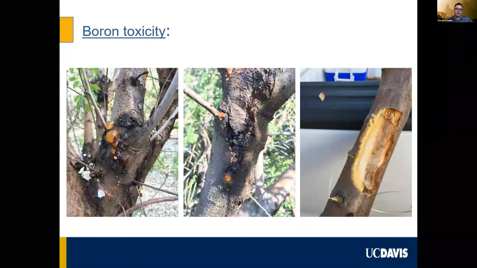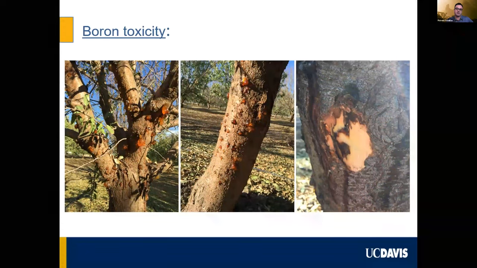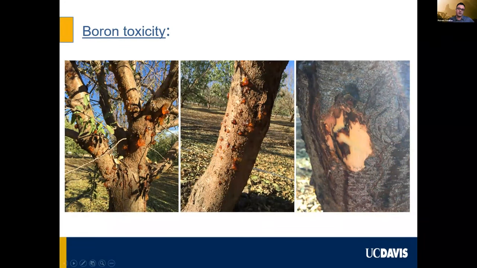Boron toxicity is also something that you have probably all seen. When this issue occurs, you will see cracking and gumming on the trunk or on the bark of the trees that can be confused with canker disease. But usually when you remove the bark below this infection, you'll see a spotty, slightly darkened area that is certainly different from the general appearance of a canker.